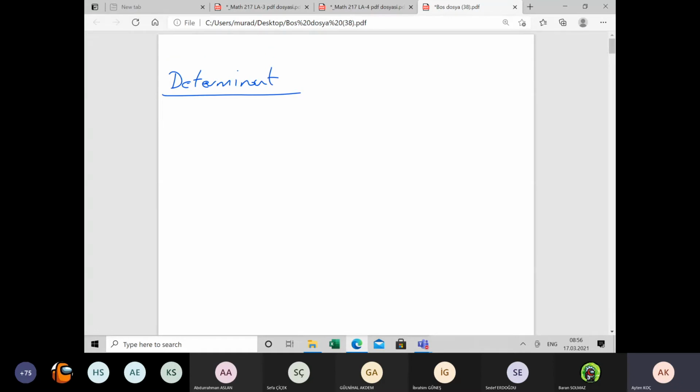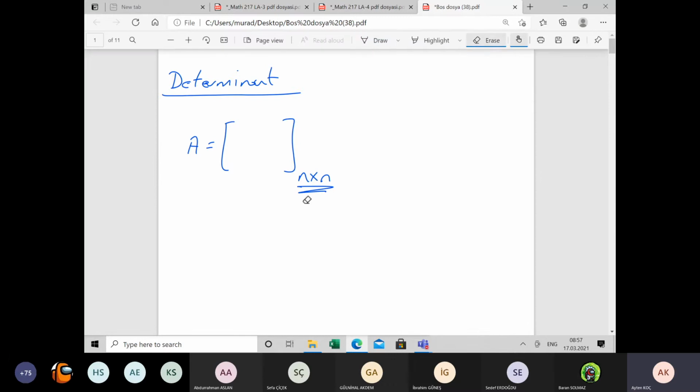Now, take an n by n matrix A, of dimension n by n. First of all, be careful: it should be a square matrix. Otherwise, it is not possible to define the determinant of A. What is the determinant of A?